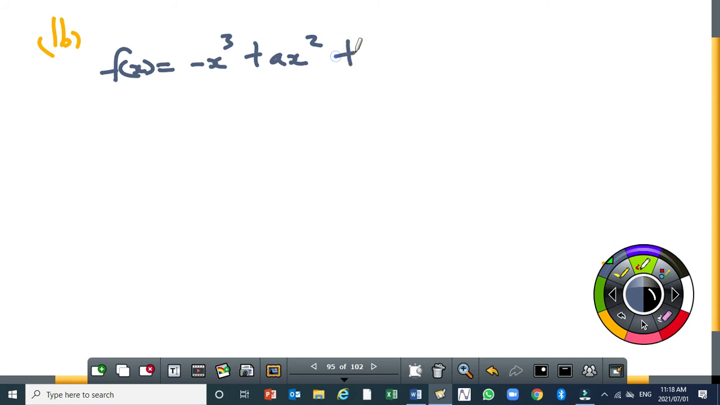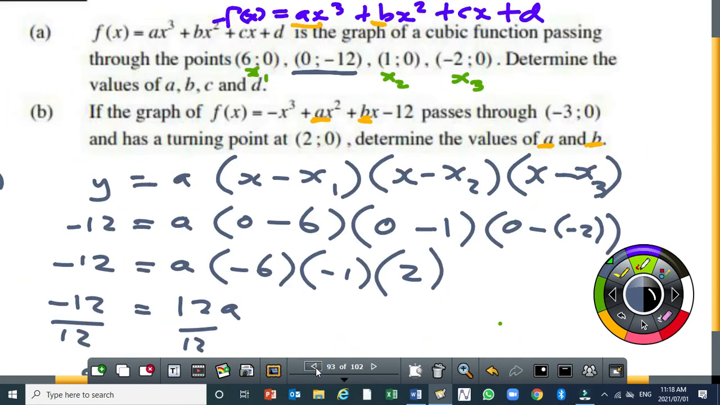Alright. So for 1B, we are given our equation as f of x equal to minus x cubed plus ax squared plus bx minus 12. Am I right there? That's what we are given, right? Now, we are supposed to find the values of a and b. But we are also told that a turning point is on the x-axis.